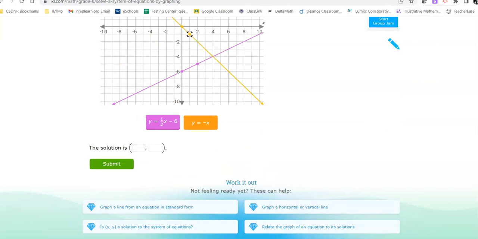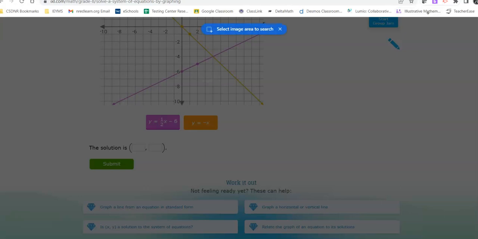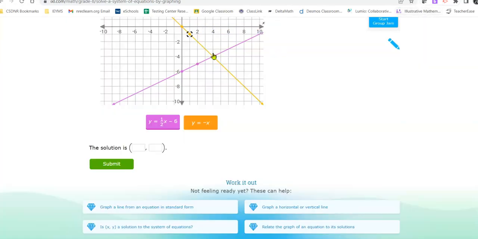Don't forget, when you type your solution, that it has to be in this order: the x-coordinate, then the y-coordinate. So how did we get to that intersection point? We went 4 on the x-axis and -4 on the y-axis. So we're going to type 4, -4.